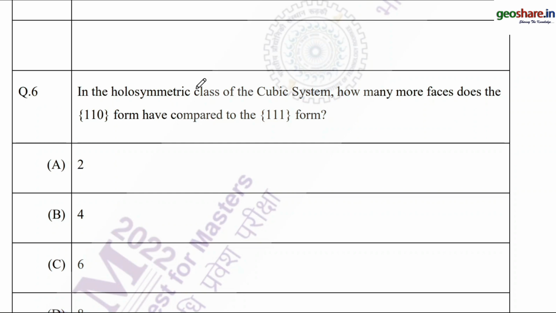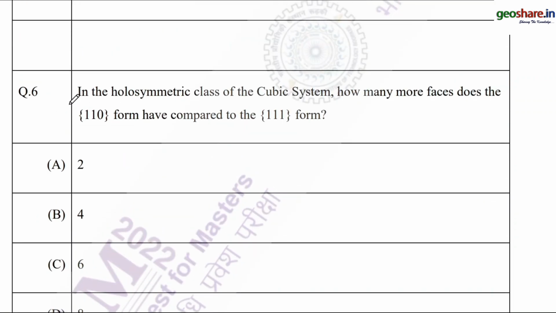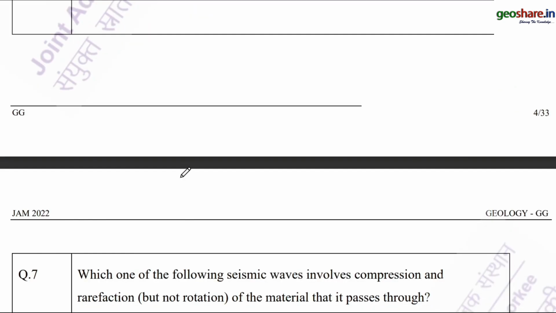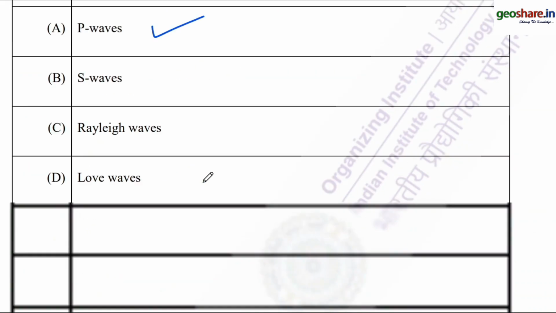In holosymmetric class of cubic system, how many more faces does the 1-on-0 form have compared to 1-on form? 1-on-1 form. Which one of the following seismic waves involves compression and refraction but not rotation of the material that it passes through? P waves.